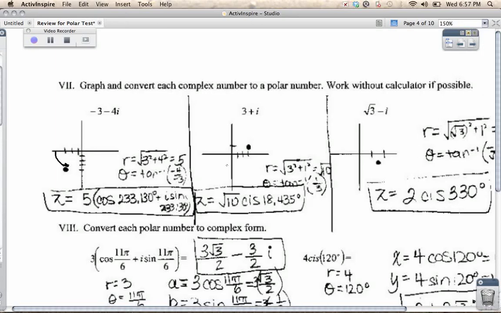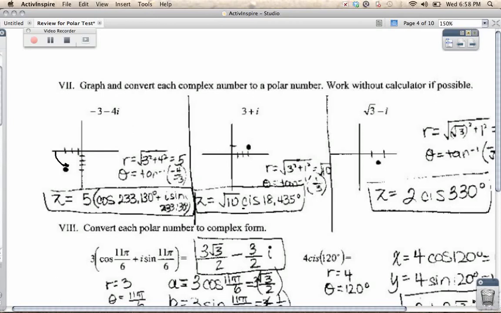Same thing here. Graphing, you want to go over 3 and up 1. So you're in the first quadrant. r equals √10. Tan inverse of 1/3. That, again, is not something that you should know off the top of your head, okay, because it's not a typical tan value on the unit circle of your 30, 45, 60, 90, etc. So therefore, when you do tan inverse of 1/3, you get 18.453.